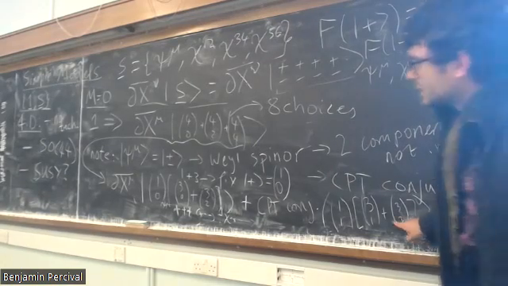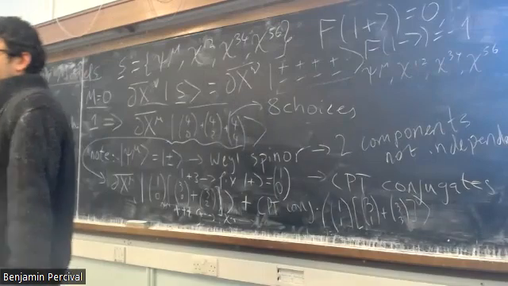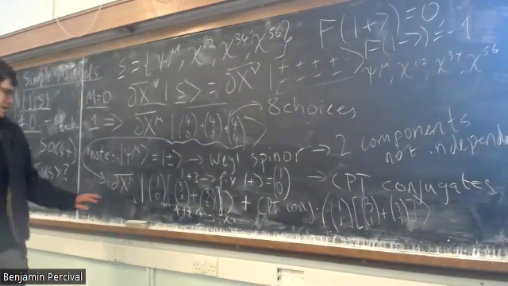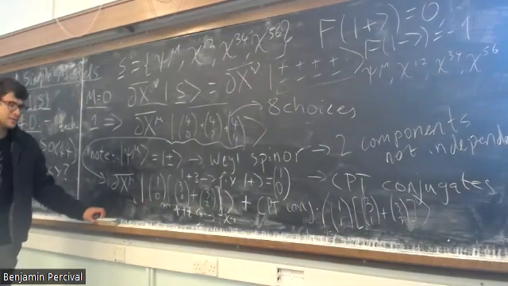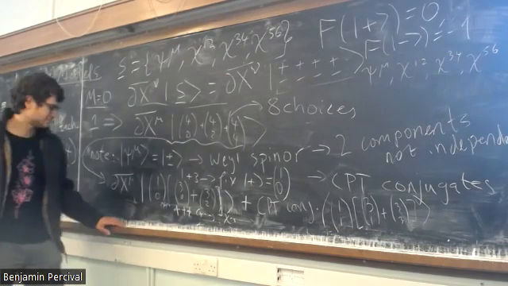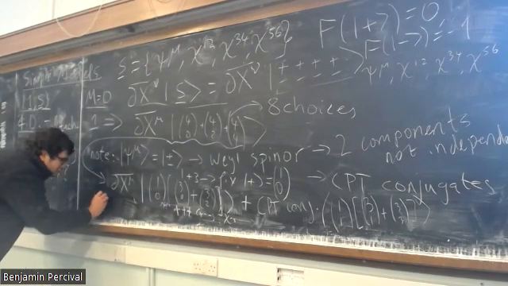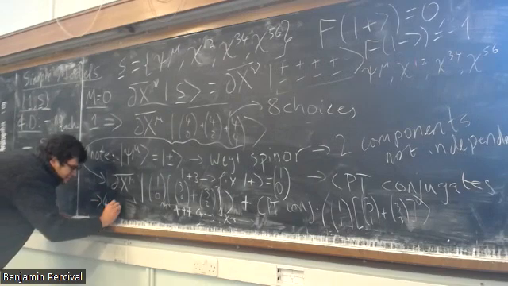So there's 4 choices here and 4 choices here. They're not independent. So actually what you have is there's really 4 states here. So there's 4 gravitini.